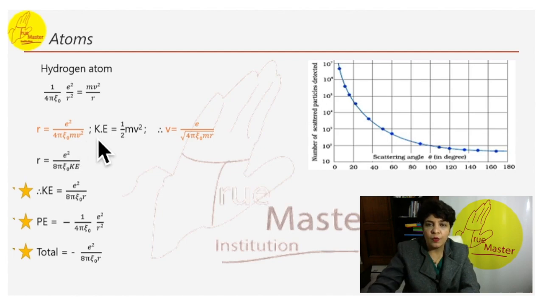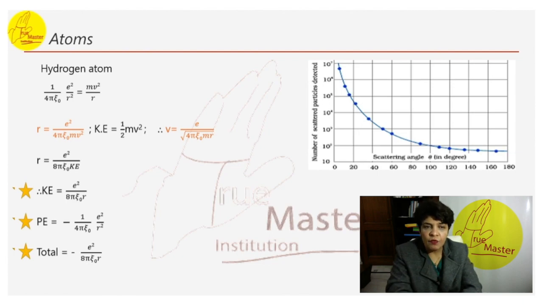as, we know KE is equal to half mv square. The value for v, which is also derived from this formula, v is equal to e by root 4 pi epsilon naught mr. It is derived from these two equations, the value for r and value for v. So now we can say kinetic energy, putting the value of mv square in this formula here, so kinetic energy will become e square by 8 pi epsilon naught r, substituting the value of velocity v here.